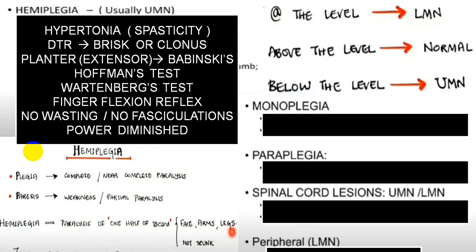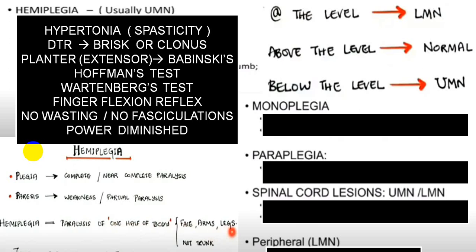And once the person starts recovering, the person will have a spastic hemiplegia, where you will have an increased tone, deep tendon reflexes will be brisk, so biceps, triceps, supinator, knee and ankle will be brisk, and you will be able to demonstrate clonus in the ankle as well as patellar clonus.